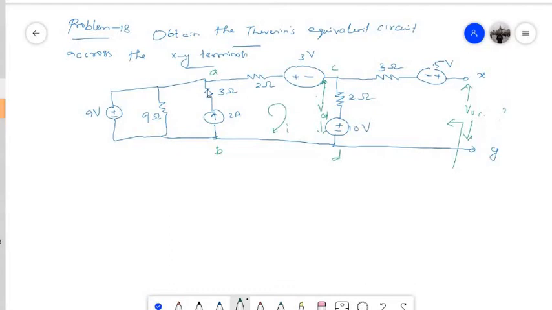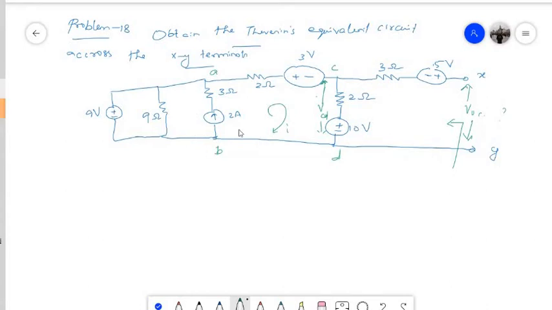Now, what will be the voltage across these terminals A and B? Now, you see from here, the same voltage, 9 volt, also appears across this 9 ohm resistance, and the same voltage also appears here. Because these three are in parallel, ultimately here also you will have this 9 volt.